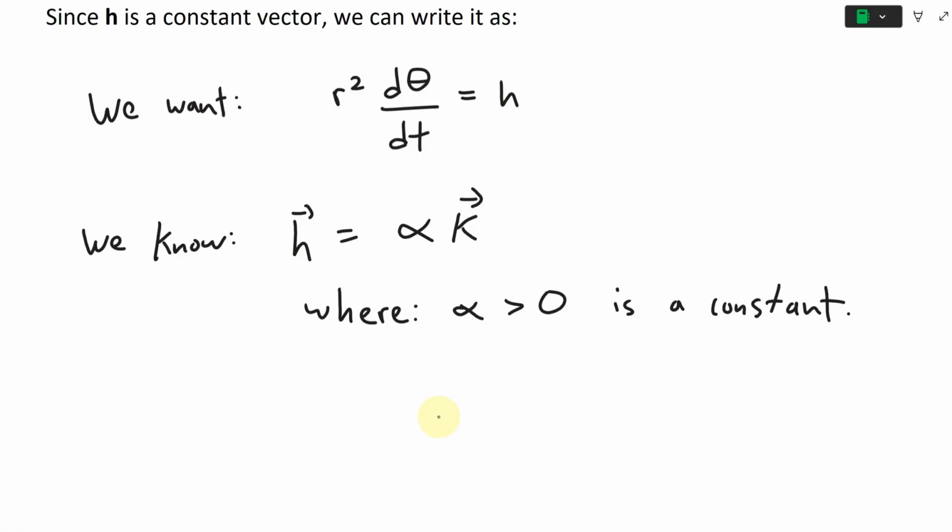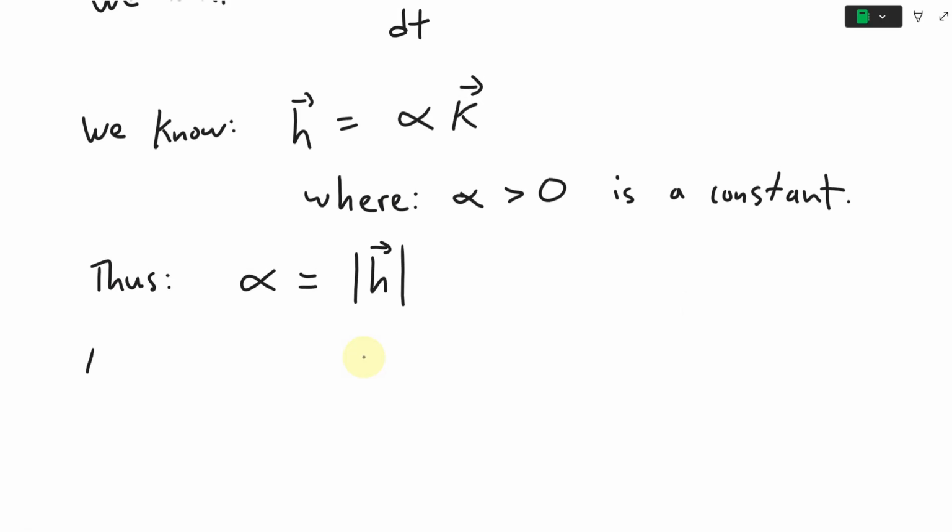All right, so thus, yeah, we know that. So thus, if it's a constant, well, it's just going to be the magnitude of it. So that's if it's a constant, and the magnitude of it is also a constant. So thus, this alpha is equal to the magnitude of this h, and it's a scalar value.